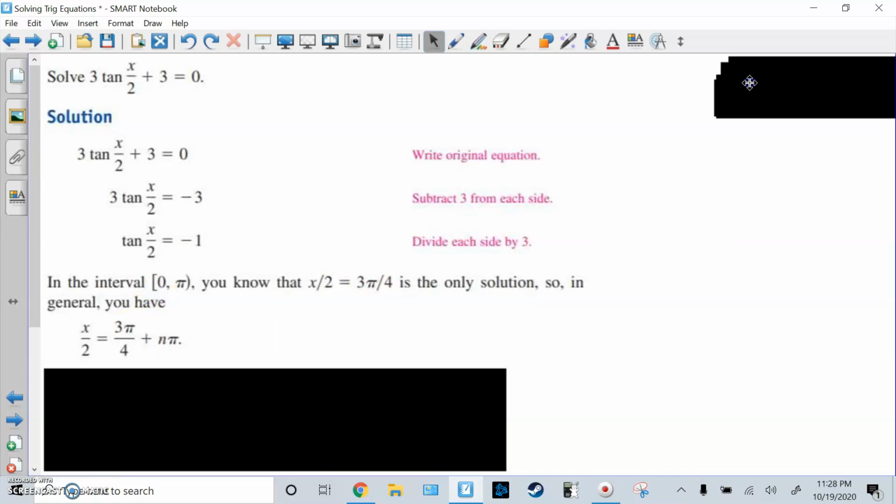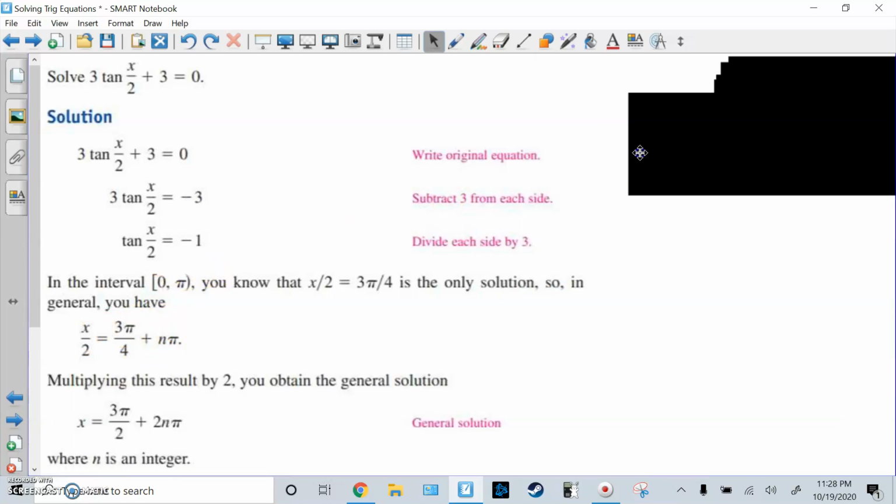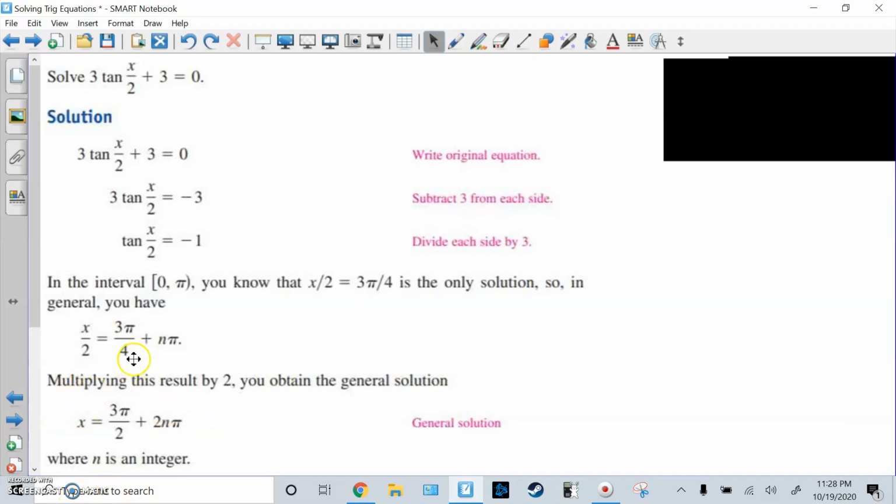All right, so we know x over 2 is equal to that because it's not just x, and tangent's period is pi. You multiply both sides by 2 to get rid of the fraction, and you get this. And this automatically takes care of the one in the fourth quadrant as well.